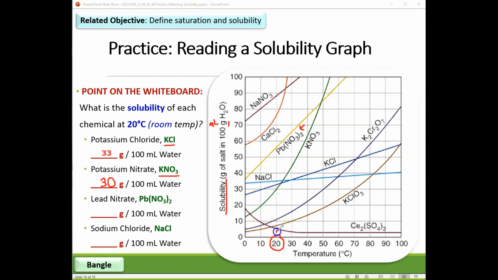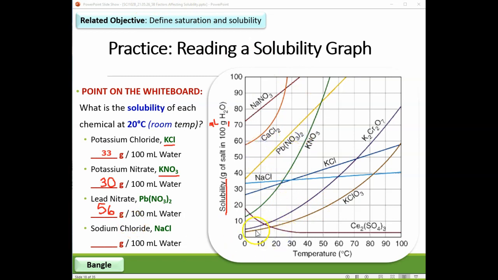All right, so if you look up from 20 until you hit the yellow line, you should see that it falls a little bit above halfway between 50 and 60. So I would probably call this like 56 grams per every 100 milliliters of water. All right, and then the last one, go ahead and try to do the last one completely on your own.